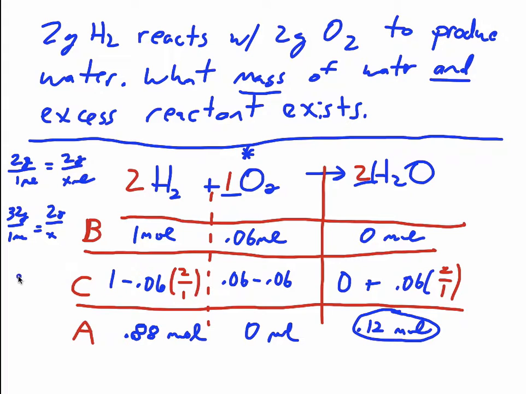So let's go ahead and do that over here again. So I know that water is 2 hydrogens and 1 oxygen. That's 18 grams per mole. So here I have 18 grams per every 1 mole is equal to x grams over 0.12 moles. So now I'm going to take 0.12 and I'm going to multiply that by 18, and I'm left with 2.16 grams of water.